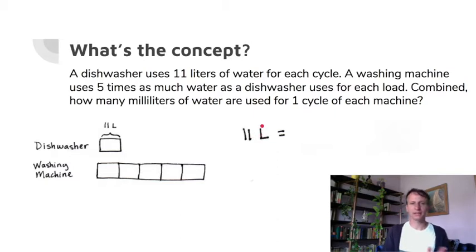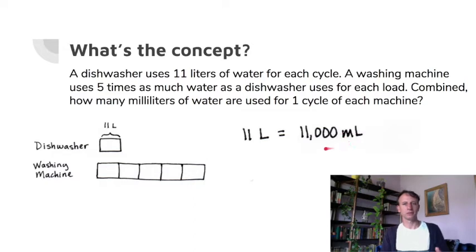Let's start by saying how many milliliters is 11 liters? Well, 1 liter is 1,000 milliliters. So it's going to be 11 times 1,000, or 11,000 milliliters. Good? All right. So this is 11,000 milliliters, so it's this and this and this and this and this. Great. Now, so it's 6 of those.